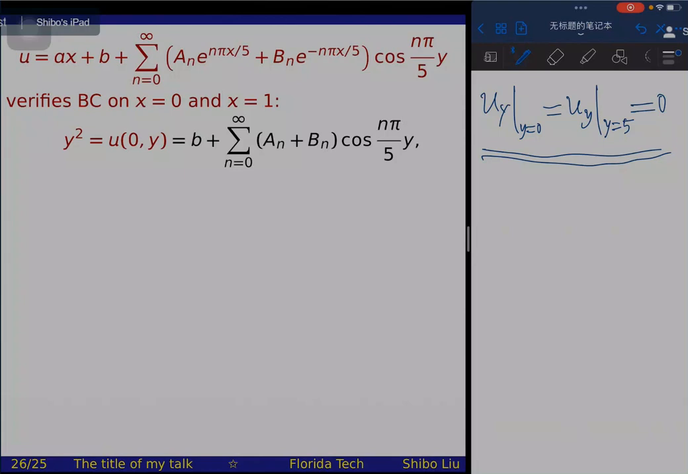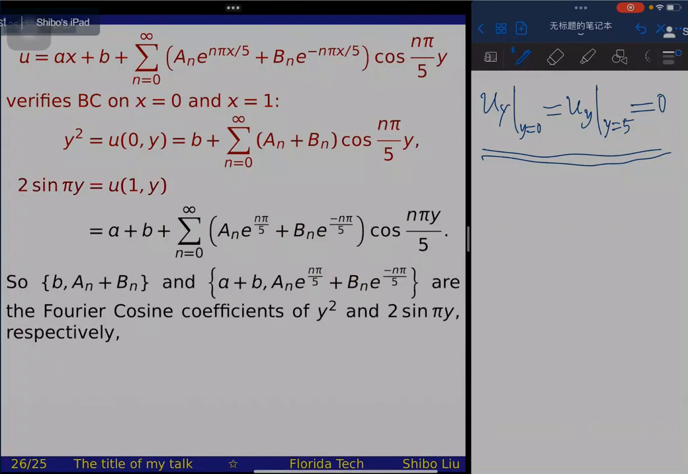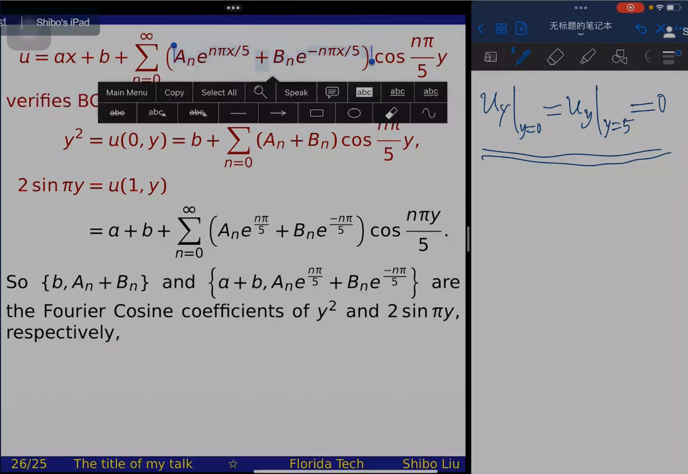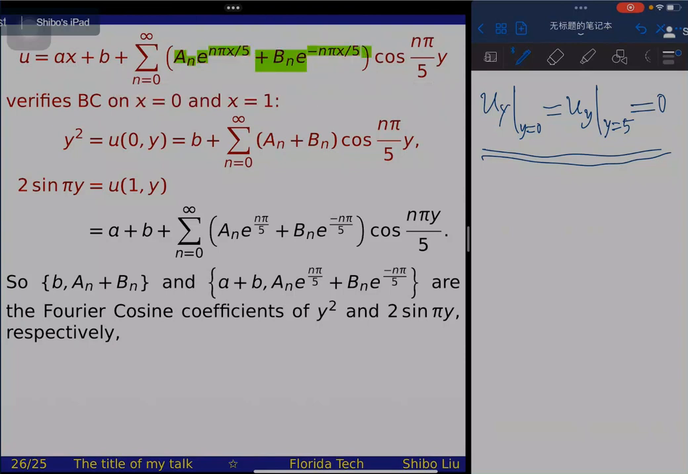Similarly, when x equals 1, u is 2 sine pi y. So as before, you need to let x equal 1 in the expression for u. You see that when x equals 1, u is a plus b plus a cosine series whose coefficients are An exponential plus Bn exponential. This is just letting x equal 1 here. You set x equal to 1, and you obtain this.